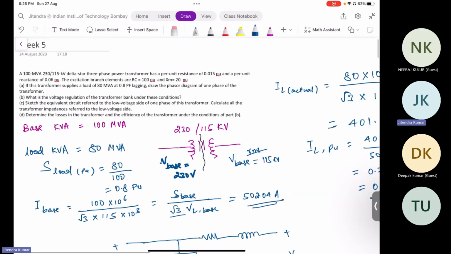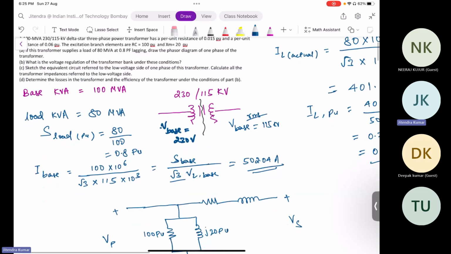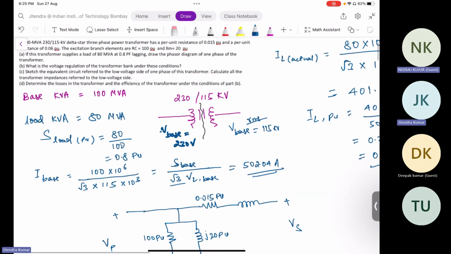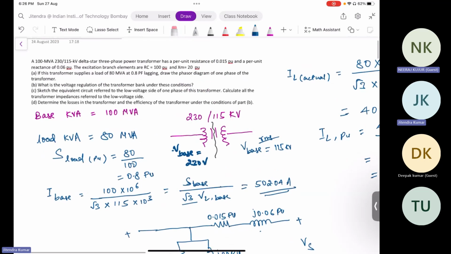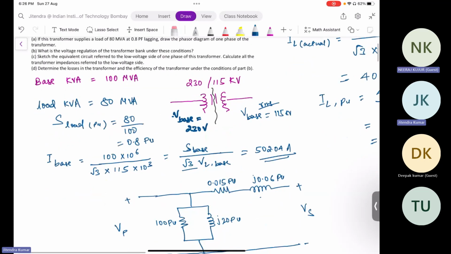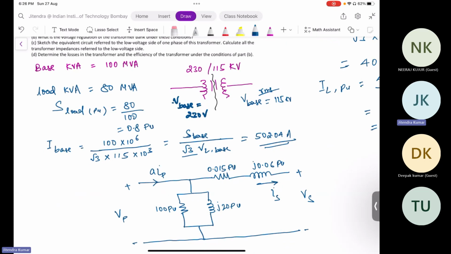And these are 0.015 pu and 0.06 pu. Yeah, you want to say something? No, no, sir. I got confused with the values of reactance. Okay. So are they clear now? Yes, sir. Okay. So I hope the equivalent circuit is fine for you.